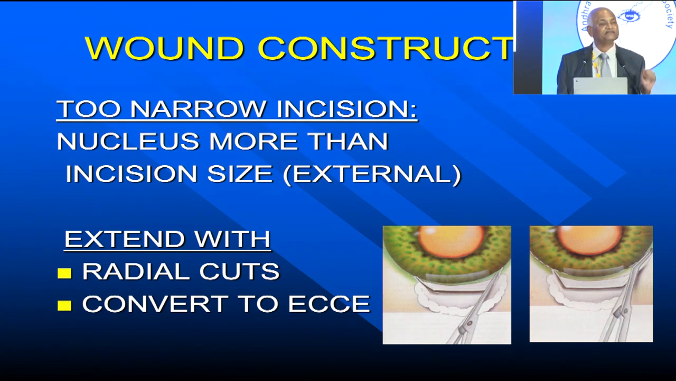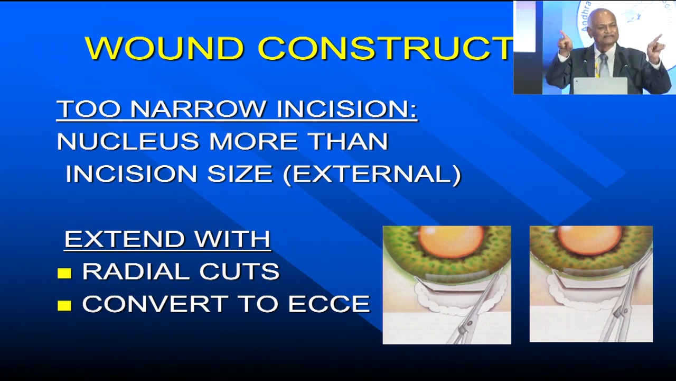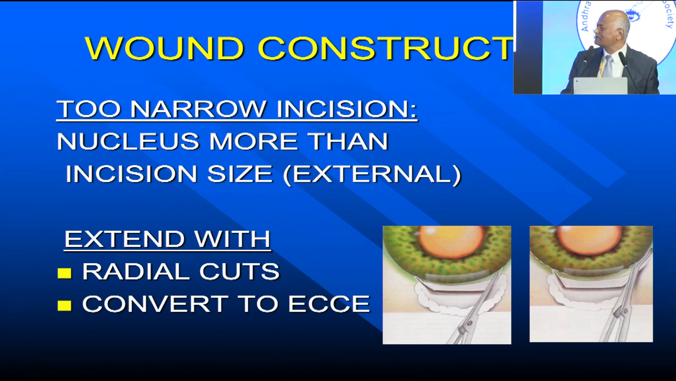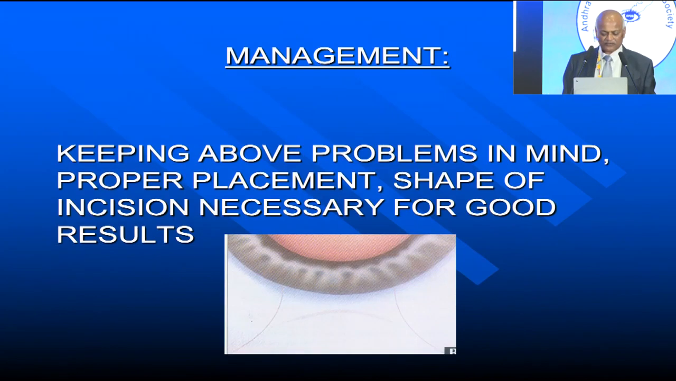See, the engagement of the nucleus is not from outside, the engagement of the nucleus is from inside. So every engagement in the body should be from inside, and in our life, all engagements should be from inside. If the engagements are from outside, they are not permanent. So this engagement should be inside. So increase the tunnel inside, and automatically that will come out, or otherwise it is better to convert to the ECCE. Now keeping the above problems in mind, the proper placement and shape of the incision are necessary for a good result.